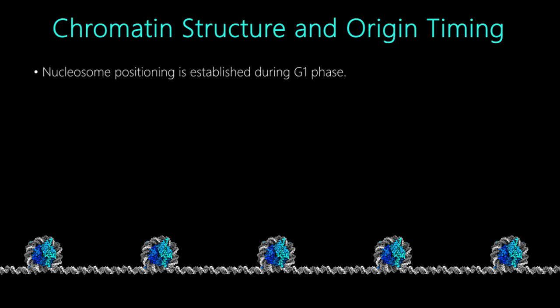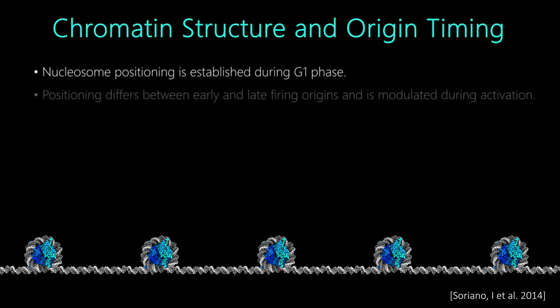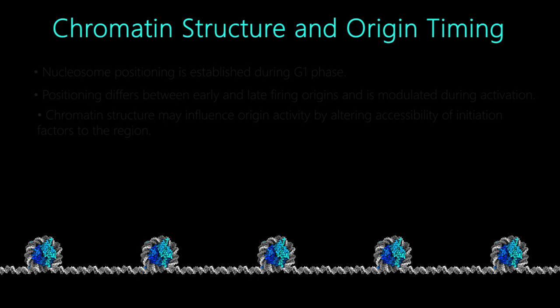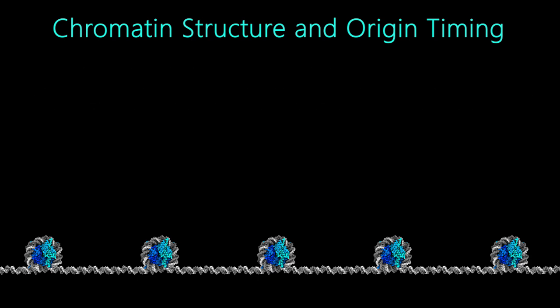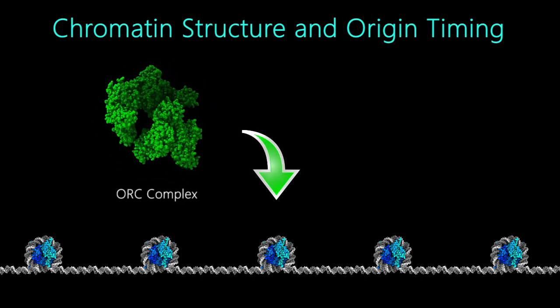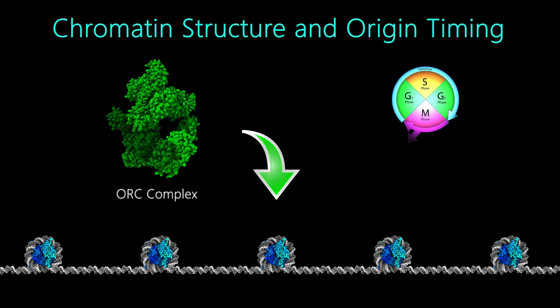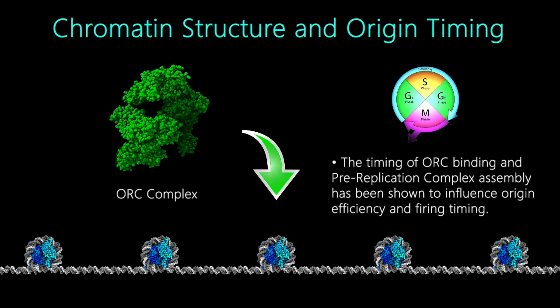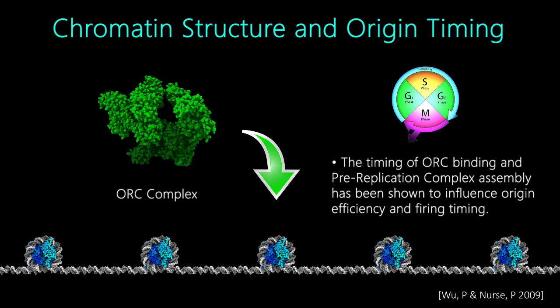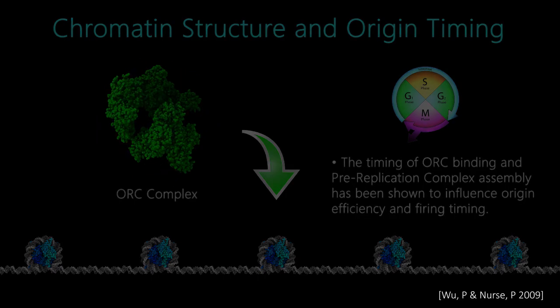Nucleosome positioning, which is established during G1, differs between early and late origins, and is modulated during origin activation in the cell cycle. Chromatin structure may also influence origin activity due to accessibility of initiation factors. As discussed earlier, the local chromatin environment regulates ORC recruitment and pre-replication complex assembly. The timing of ORC binding and pre-replication complex formation during mitosis and G1 phase has been shown to influence origin efficiency and firing timing during S phase.